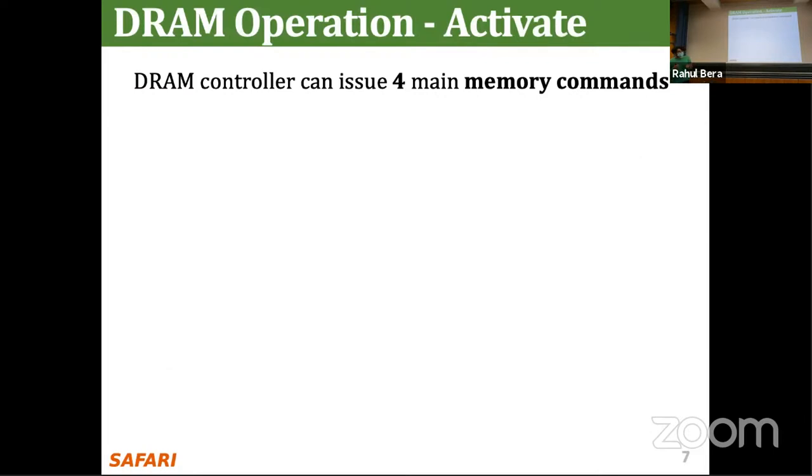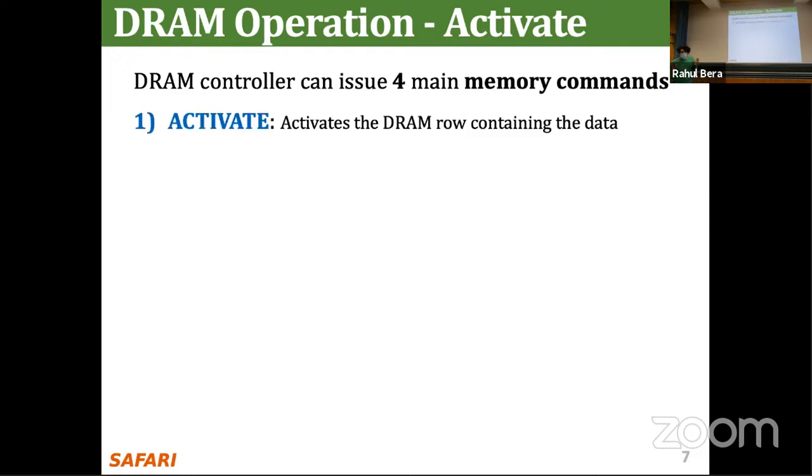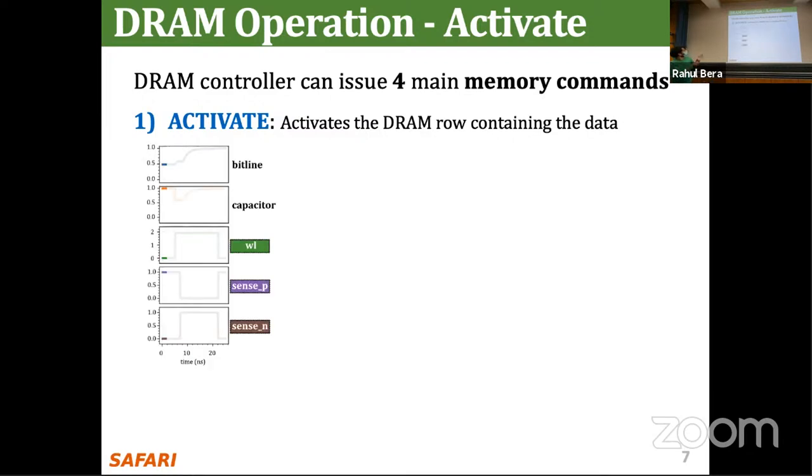From the memory controller, we can issue several commands. I will explain four of the main ones and which internal DRAM signals we need to trigger to actually implement these commands from the memory controller. The first one is the activate. The activate command activates the DRAM row containing the data.